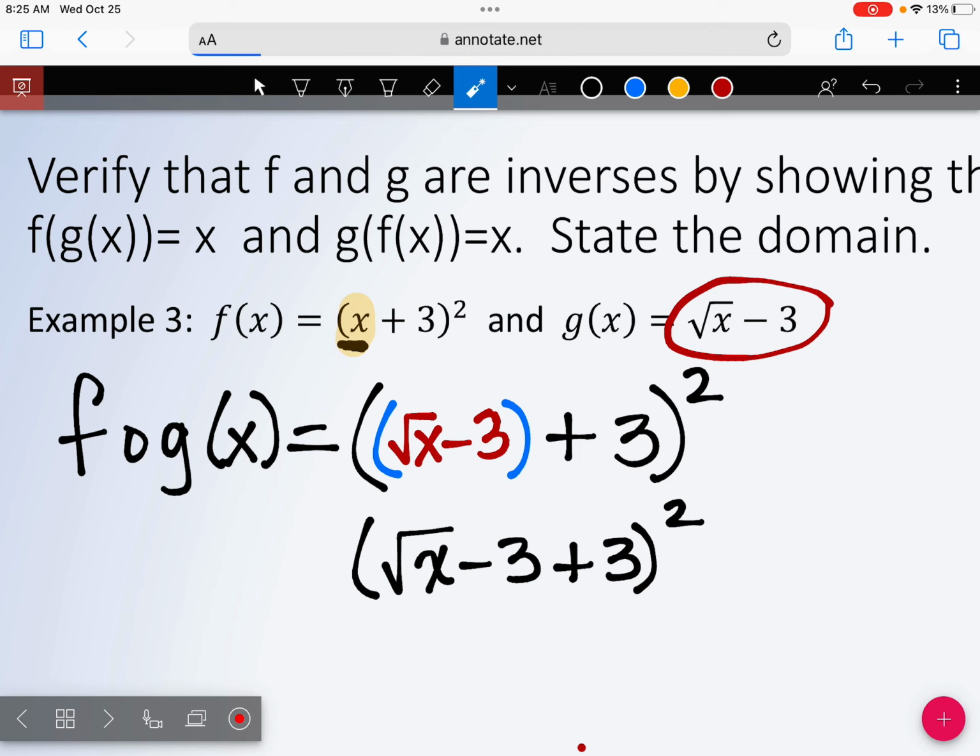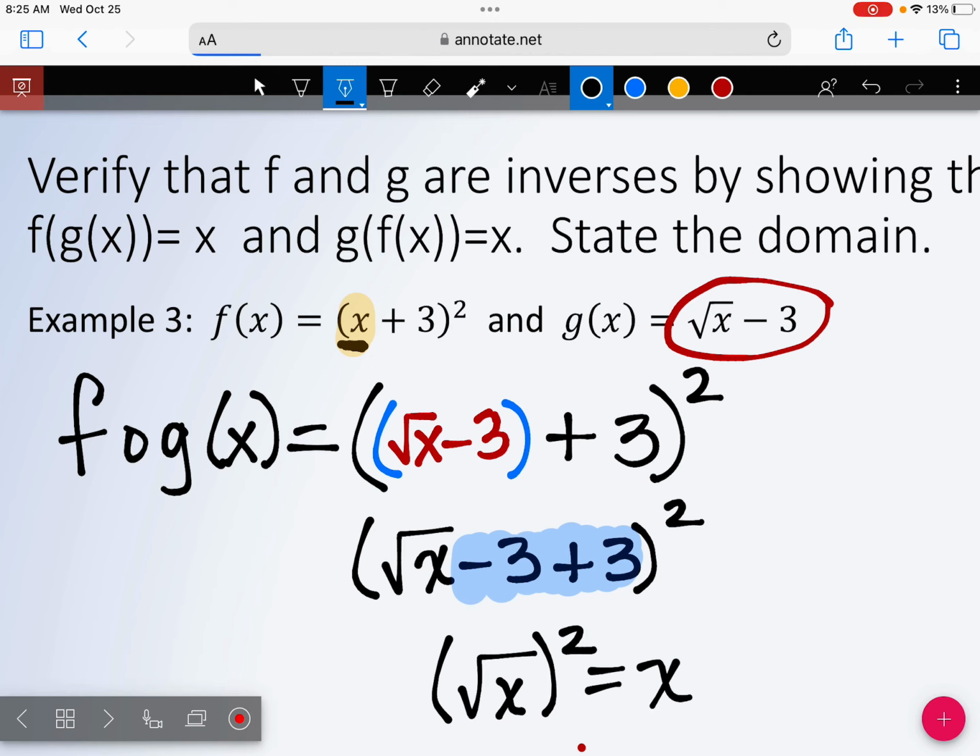Okay, so these 3's are not underneath the square root, so we can combine these together. And what do you get when you subtract 3 and then add 3? You get 0. So I'm left with just the square root of x that is squared. And if you square root something that is squared, what's going to happen? It cancels out. So I'm left with just an x. So again, f of x and g of x are inverses.